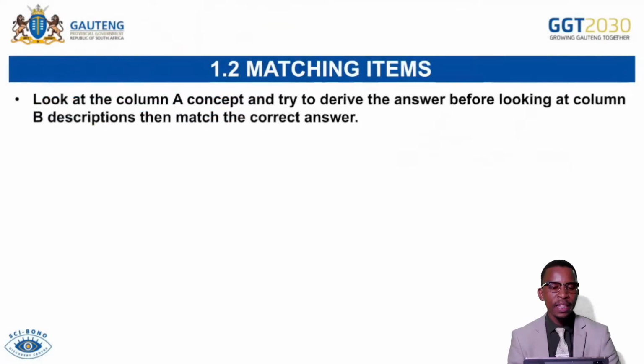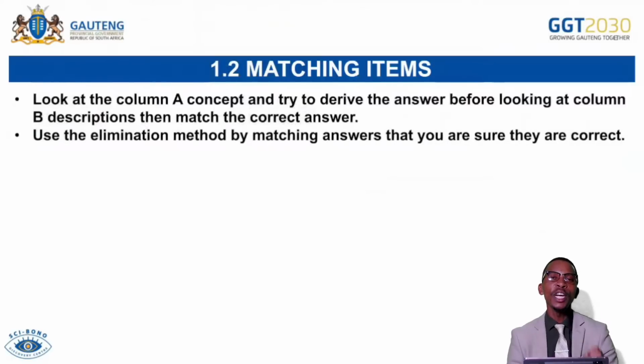In here, look at column A, a concept, and try to derive an answer before looking at column B. But one can do it either way. Some are good at looking at column B, definitions or descriptions, then they derive the answer. After that, they look for the answer. So in this situation, ensure that you get all marks correct, because if you get one answer wrong, it is highly possible that you will be losing 2 marks. So use the elimination method by matching answers that you are sure are correct. Do not just guess while you still have answers that you can get correct.